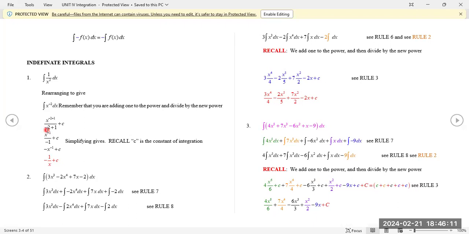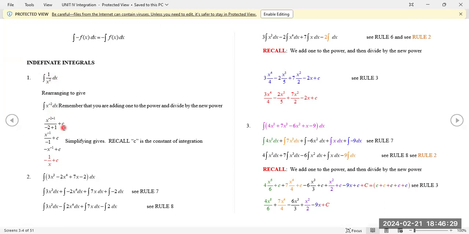You're adding 1 to the power and dividing by the new power. Every time, you add 1 to the power and divide by the new power. It's an indefinite integral, so I must have my plus c. Only definite integrals don't have a plus c.